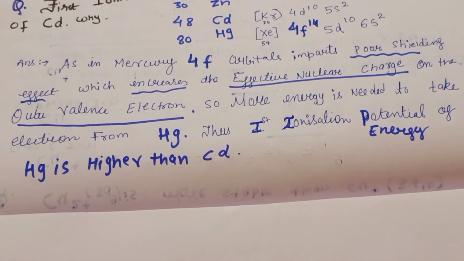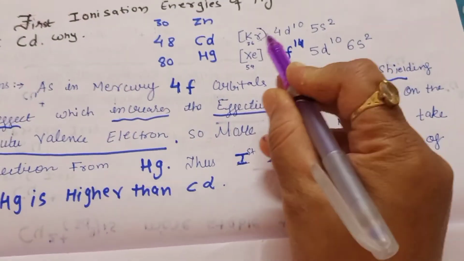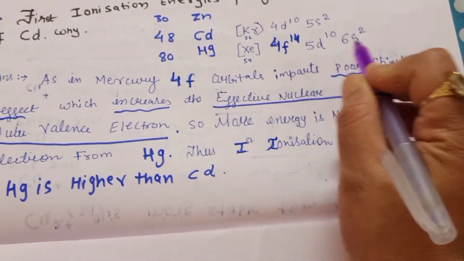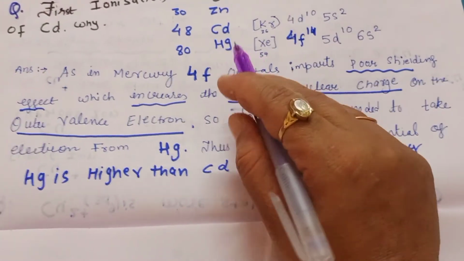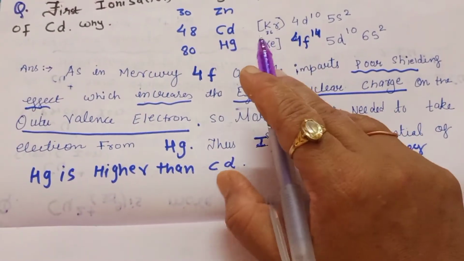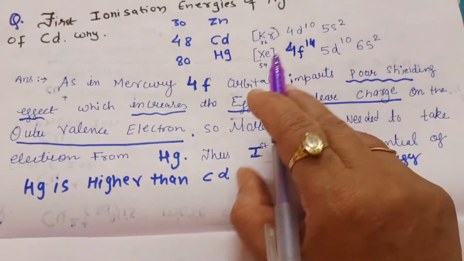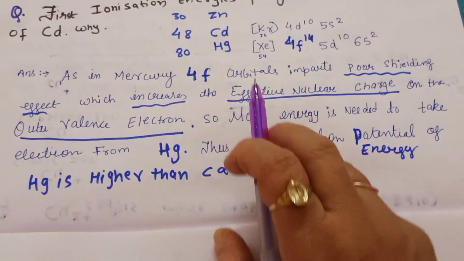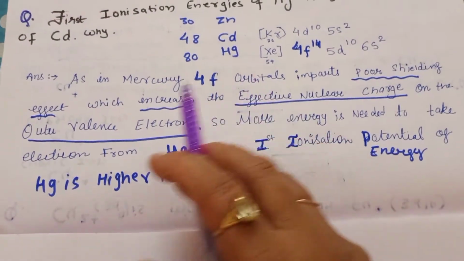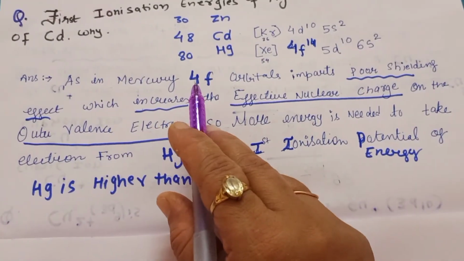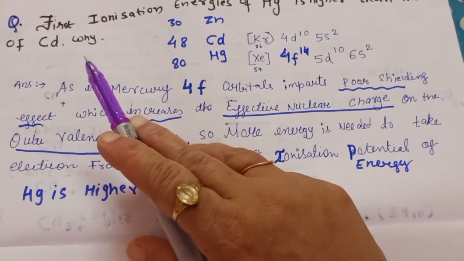Both are stable now. Our cadmium, you can see, has 4d10, and mercury has 5d10 and 6s2, because they have completely filled shells. So they are stable configurations, and they cannot lose an electron very easily. All these compounds appear colorless. Why? Because they don't have any unpaired electron. But to explain the reason why the first ionization energy of mercury is higher than that of cadmium, why?